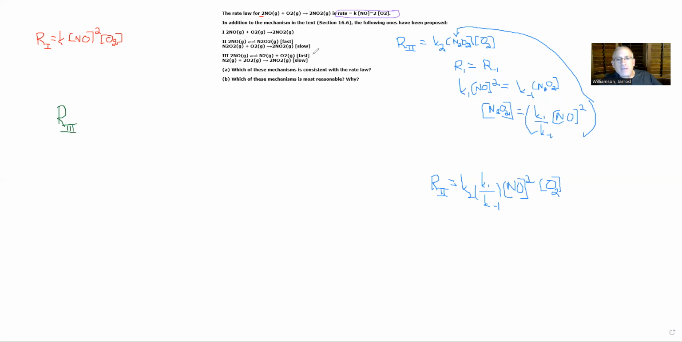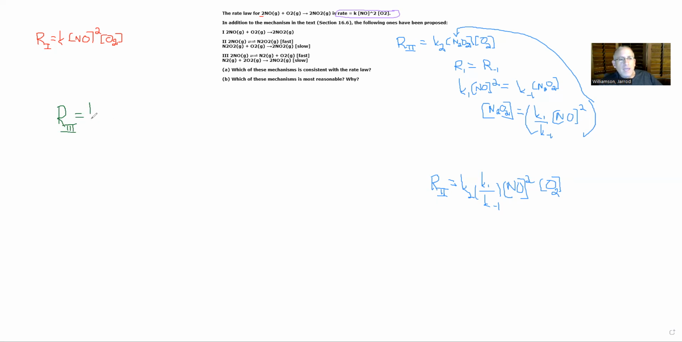We have a fast step followed by a slow step. This sequentially happens before this. This is so slow that it bogs this down into equilibrium. So the rate law for the mechanism comes from the slow step.